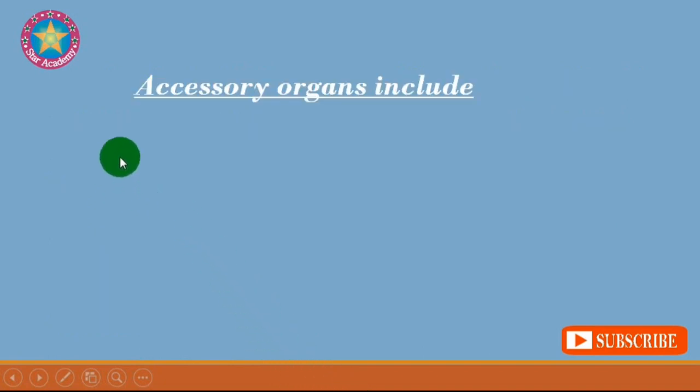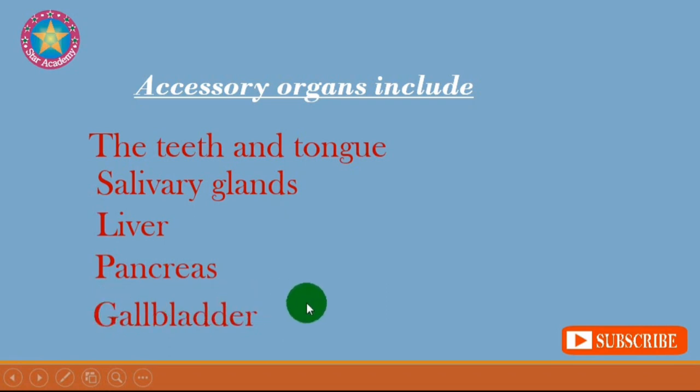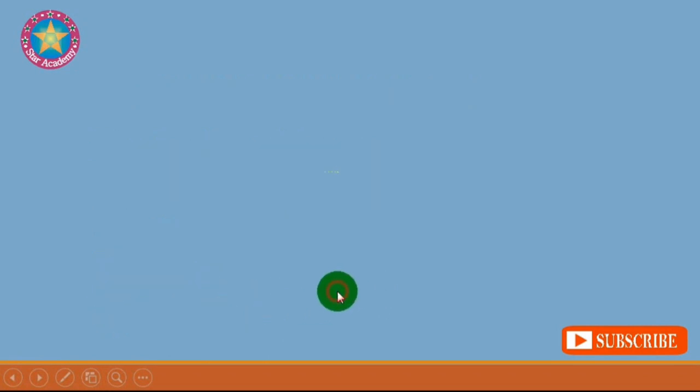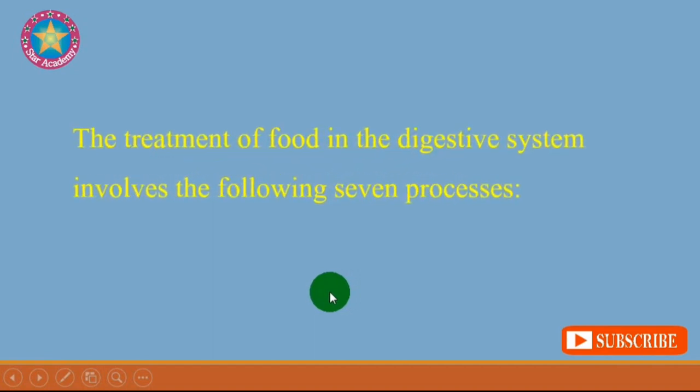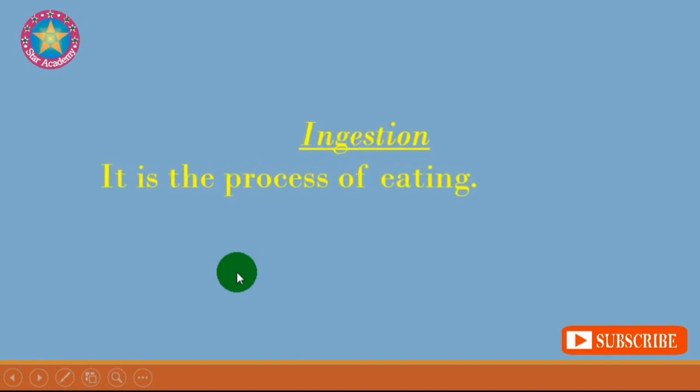Accessory organs include the teeth and tongue, salivary glands, liver, pancreas, and gallbladder. The treatment of food in the digestive system involves the following 7 processes. 1. Ingestion. It is the process of eating, taking in the food, which is broken down by teeth.